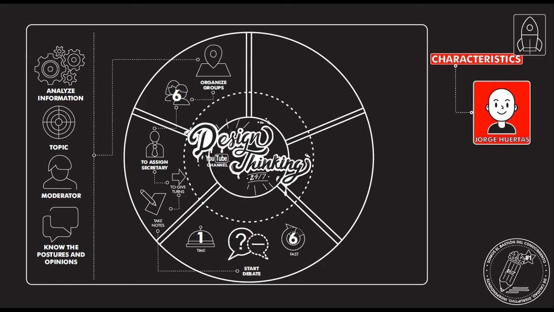Then each person will have 1 minute to speak and start the debate. The idea is to speak one at a time, and the secretary, of course, will be collecting all the information. Then the secretaries share the results of the cluster. It means that the 6 secretaries will get together and show the results of the topics of their groups.